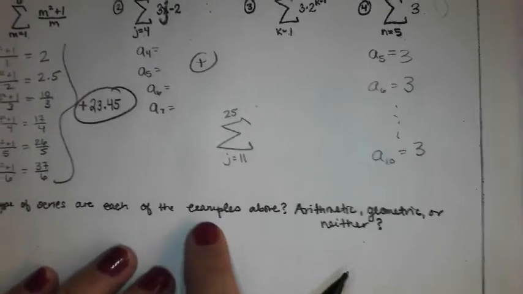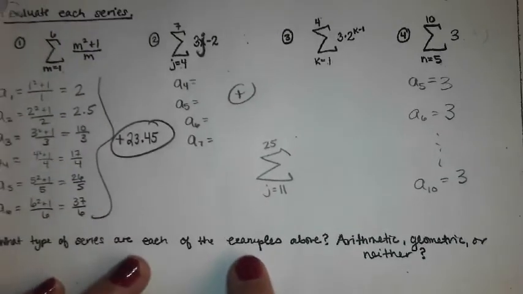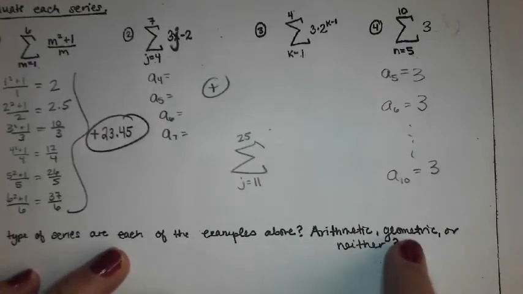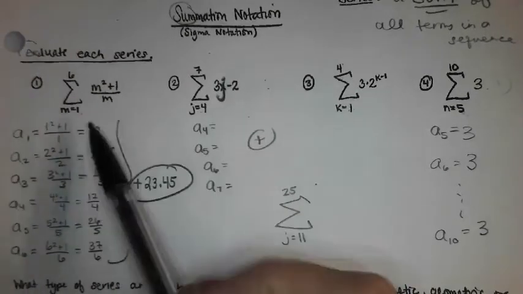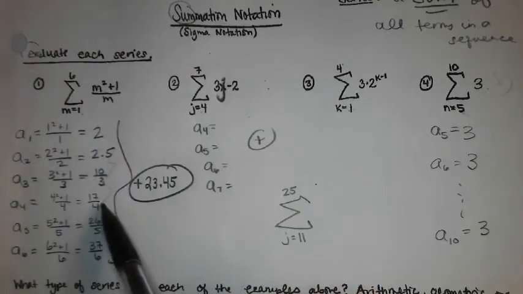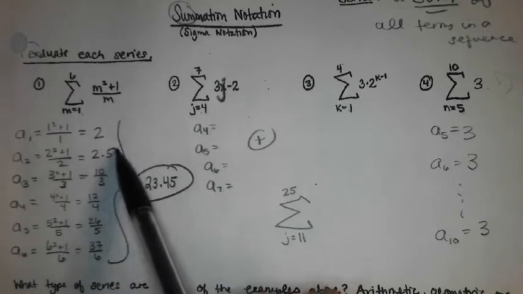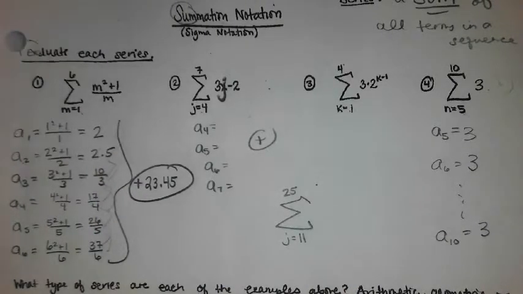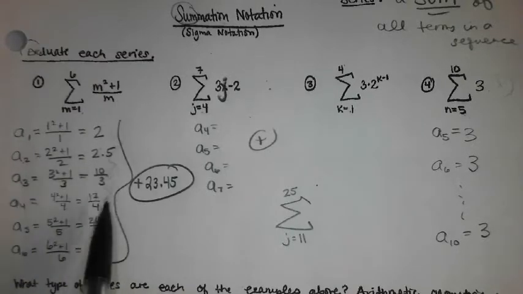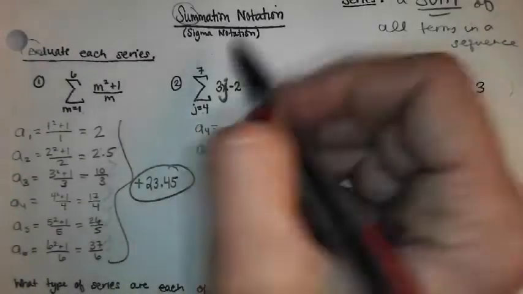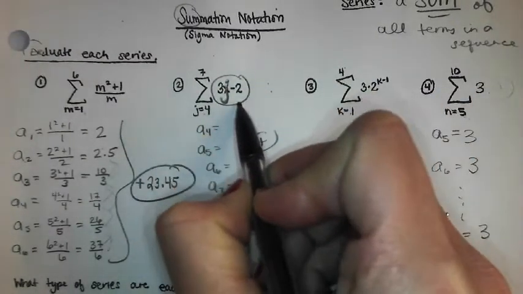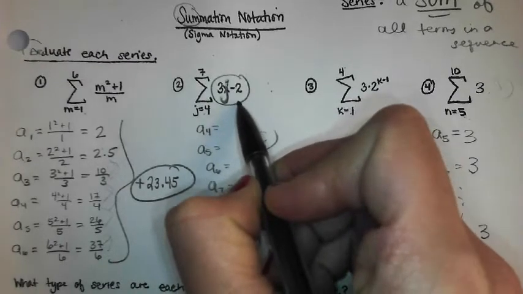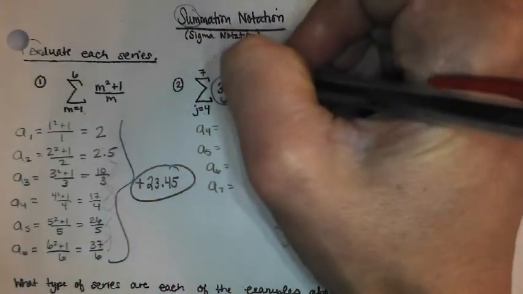This says, what type of series are each of the examples above? Meaning arithmetic, geometric, or neither. Is this adding the same thing every time? Or multiplying by the same thing every time? No. That's neither. Okay? This one, just look at the rule. Is that linear or exponential? Linear. So this one's arithmetic.